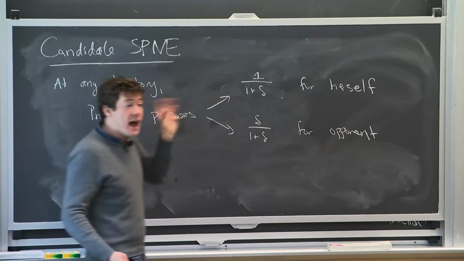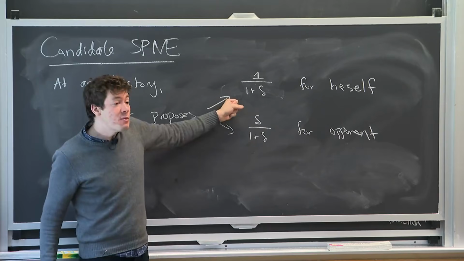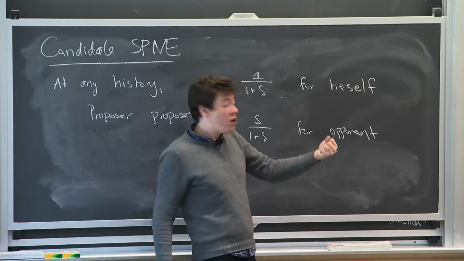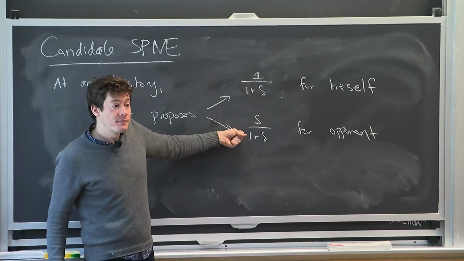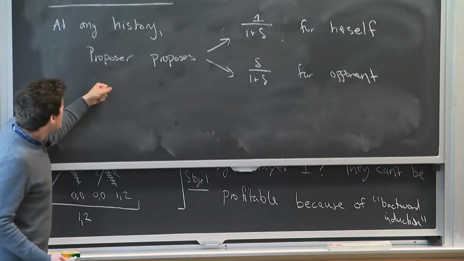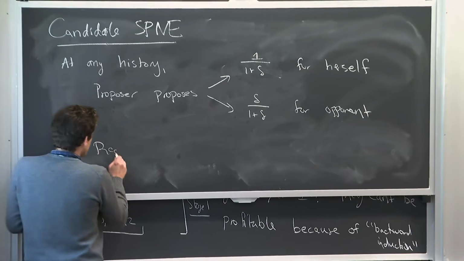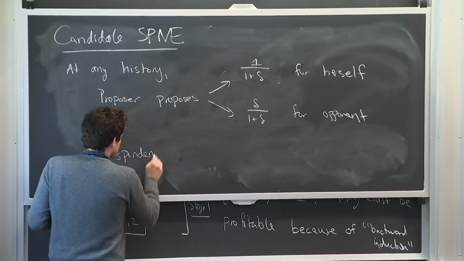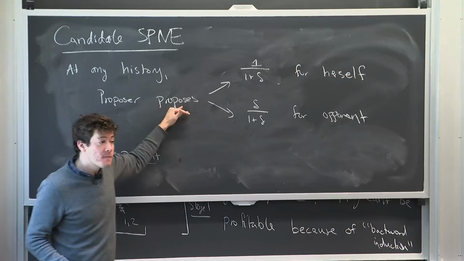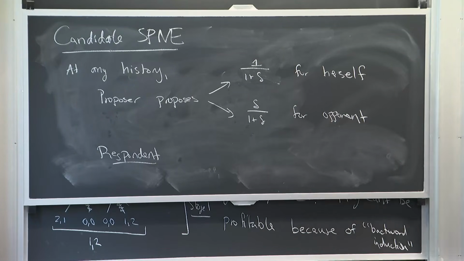Let's understand how this fits in with our intuition from before. If delta gets very close to 1, then I'm basically proposing an even split, very close to half-half. If delta gets very close to 0, then I'm basically taking everything for myself. So this comports with the intuition that we presented. So in any history, the proposer proposes this, and after any proposal, what does the respondent do? Remember, we can't just say what the respondent does in response to this proposal, because we have to specify the respondent's strategy at every history, including some proposals that we don't expect to actually be made.